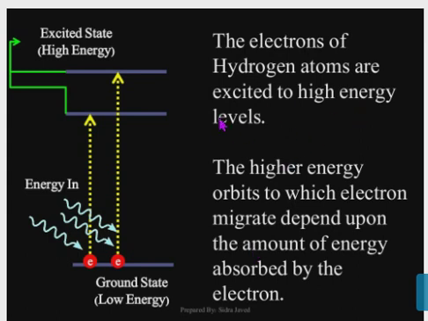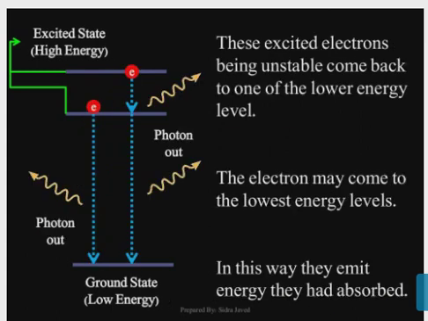The electron in the hydrogen atom is excited from the ground state to a higher energy level, getting the energy from the outside electric discharge. The higher energy orbit to which electrons migrate depends upon the amount of energy absorbed by the electron. As I said earlier, any arbitrary energy is not possible; hydrogen can absorb only specific energies.